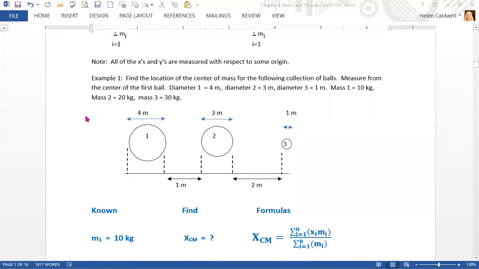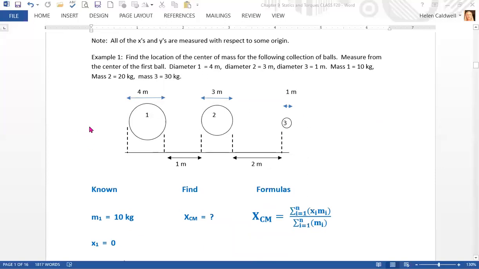So let's look at this first example. We want to find the center of mass for this collection of balls. We're going to measure from the center of the first ball. So 0 is right here in the middle of the first ball. We know the first ball has a diameter of 4, the second has a diameter of 3, the last one has a diameter of 1, and balls 1 and 2 are separated by a 1 meter gap, 2 and 3 by a 2 meter gap.